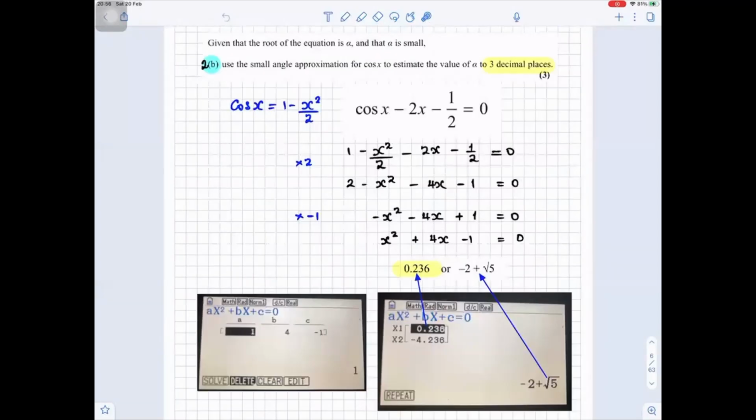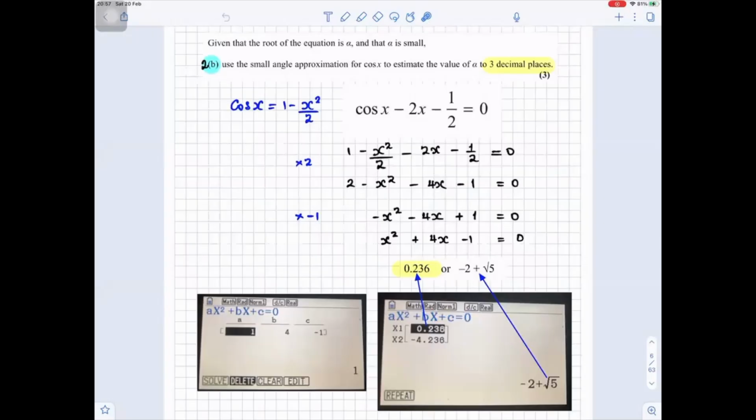Given that the root of the equation is alpha, and that alpha is small, use the small angle approximation for cos x to estimate the value of alpha to 3 decimal places. For small angle approximation, cos x is equal to 1 minus x squared over 2. That is given to you in the formula book. So you just write 1 minus x squared over 2, and make sure x is in radians.